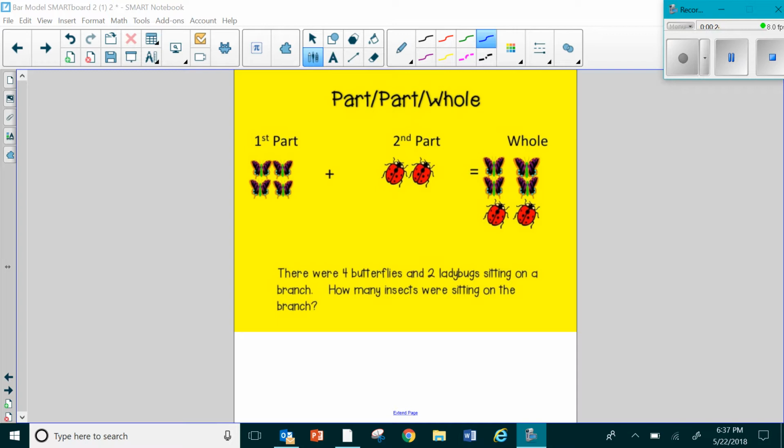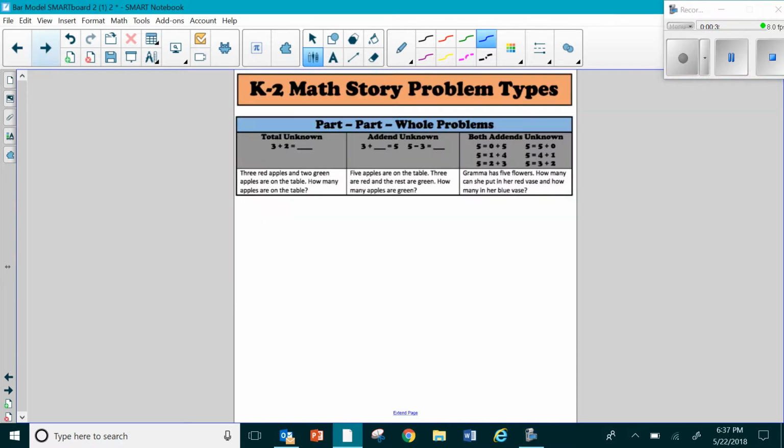We want to try and move from drawing a picture to a bar model. So I want to show you how to incorporate a bar model or strip diagram with your students. But first, there are 3 types of part-part-whole models, and the first one would be where you have your total unknown. 3 red apples and 2 green apples are on the table. How many apples are on the table? So you know both parts, but you don't know the total.